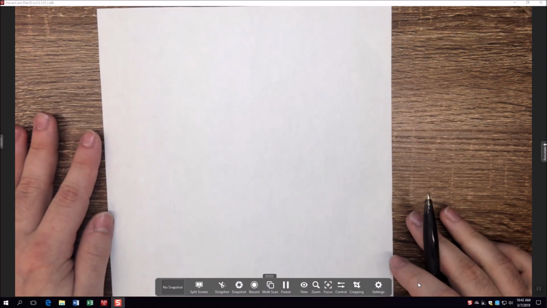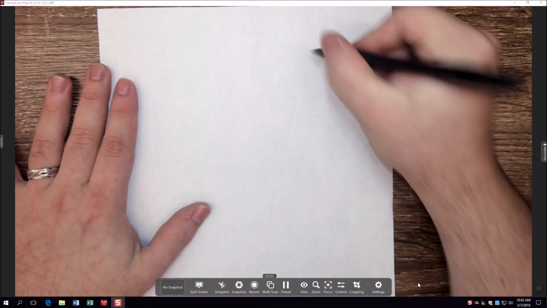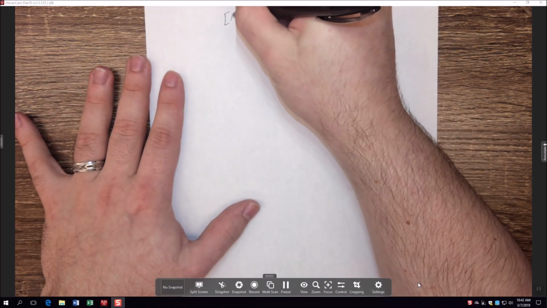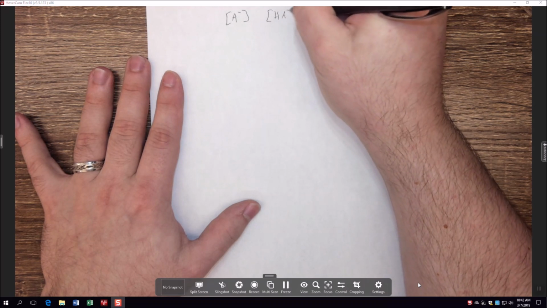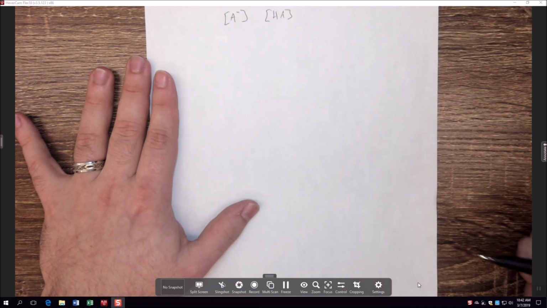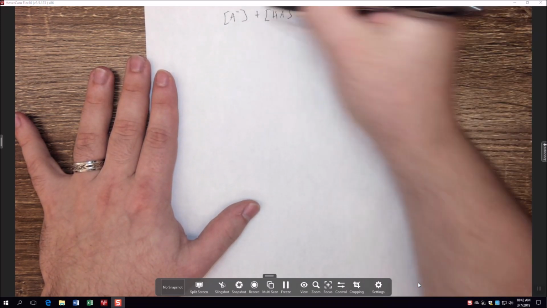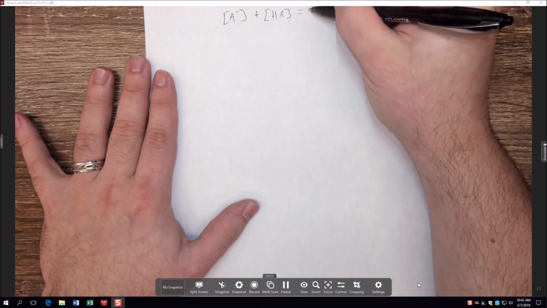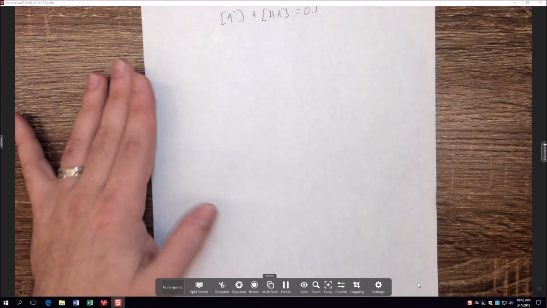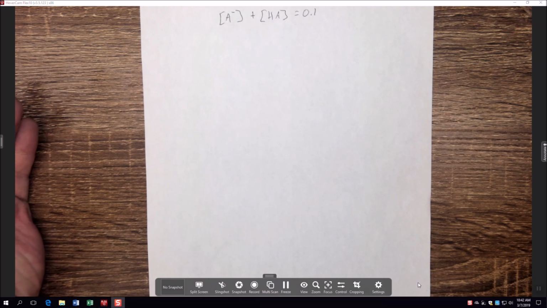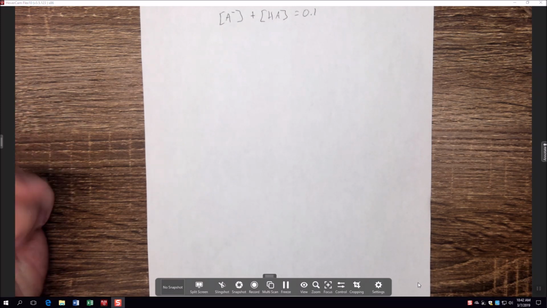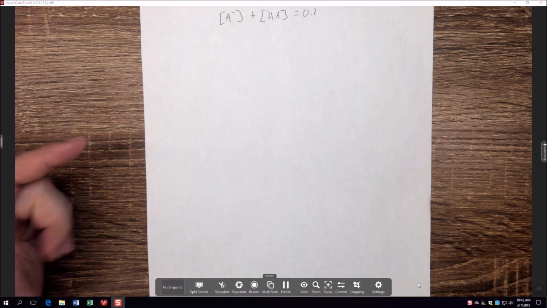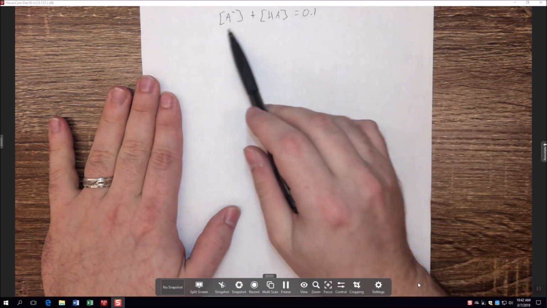So what we need to do is figure out how to solve for the concentration of A minus and the concentration of HA in our buffer. The first important thing to know is that since we want a 0.1 molar solution, we always know that we want the total concentration to be 0.1. So we have that to start with. Now we need to solve for these concentrations.